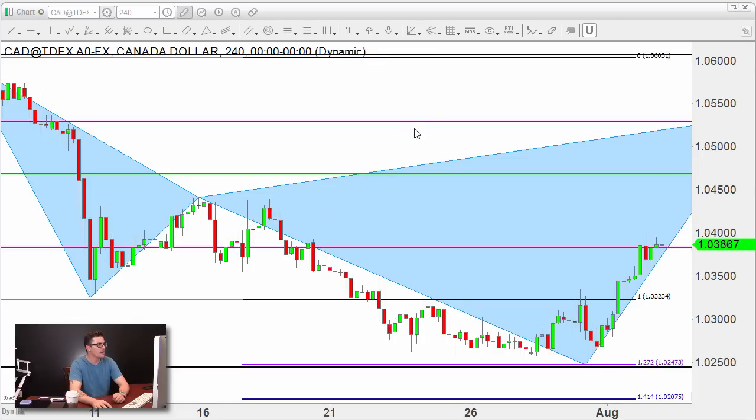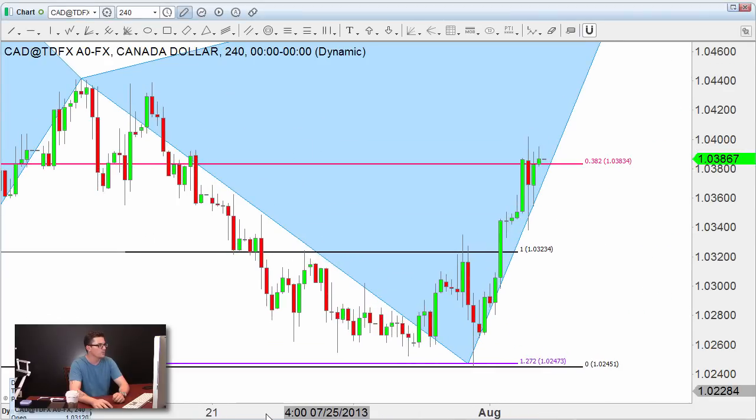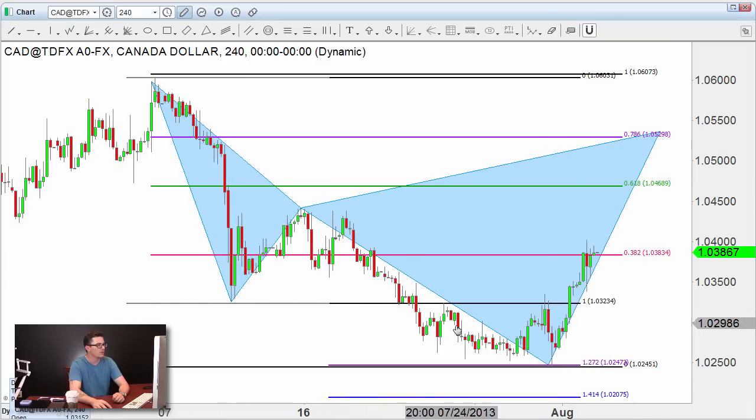Canada has a cipher pattern. For those of you pattern folks out there, really nice one setting up here. Markets come down in. We tapped the 120. We've rallied back up. We're looking for 152.28. Okay, 152.28, and this is a bearish cipher.